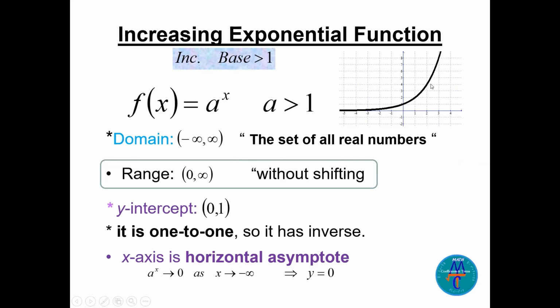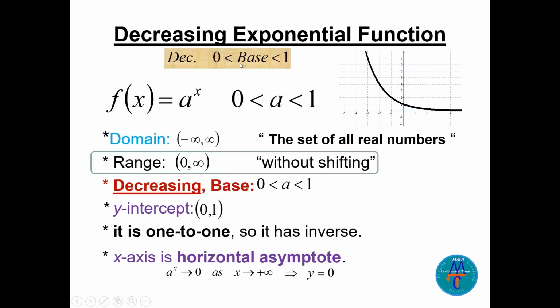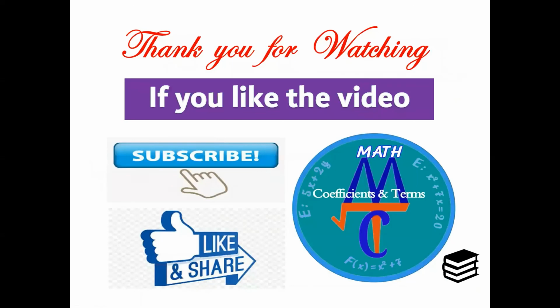So this is increasing. The decreasing one is when the base is between 0 and 1, any number, 3 over 4, 1 over 2, 7 over 8, any number between 0 and 1, and the exponential will be decreasing. The range here is from 0 to infinity without shifting. If you shift the graph, the range will change, but the domain will stay the same, all real numbers from -infinity to +infinity.